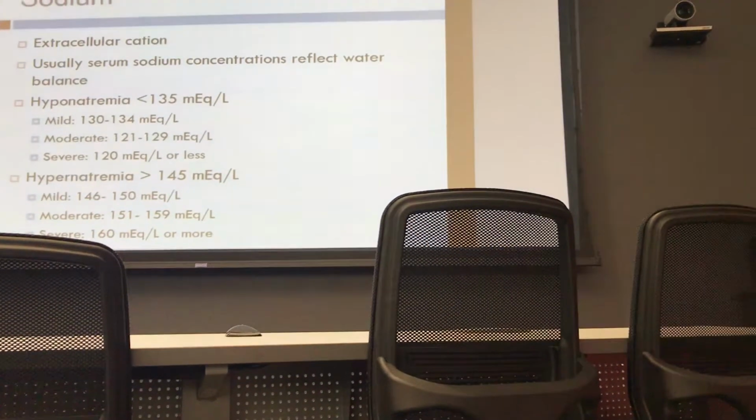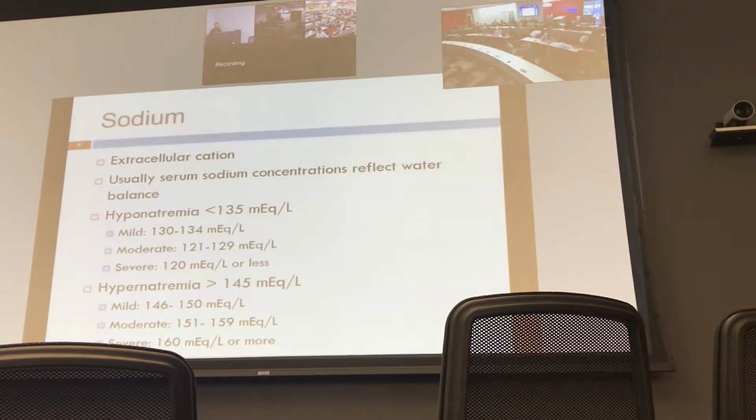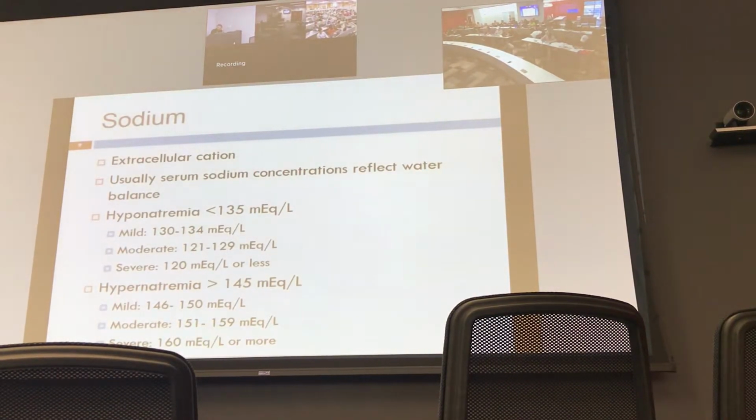So again, sodium is the major extracellular cation. Usually when you have changes in sodium in your blood, so if you have hyponatremia or hypernatremia, it doesn't represent actual changes in your body's sodium most of the time. Usually hyponatremia is reflective of some sort of dilution going on. So hyponatremia often is related to excess of free water or excess of free fluid, so it's dilutional.